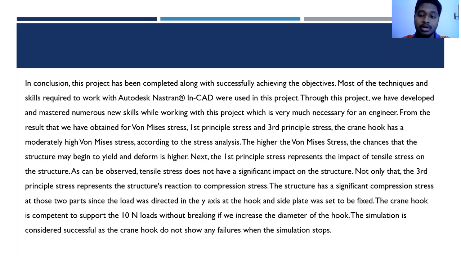From the results that we have obtained for von Mises stress, first principal stress, and third principal stress, the crane hook has a moderately high von Mises stress, according to the stress analysis. The higher the von Mises stress, the higher the chance that the structure may begin to yield. Next, the first principal stress represents the impact of tensile stress on the structure. As can be observed, tensile stress does not have a significant impact on the structure. Not only that, the third principal stress represents the structure's reaction to compression stress. The structure has a significant compression stress at those two parts since the load was directed in the y-axis at the hook and the side plate was set to be fixed.